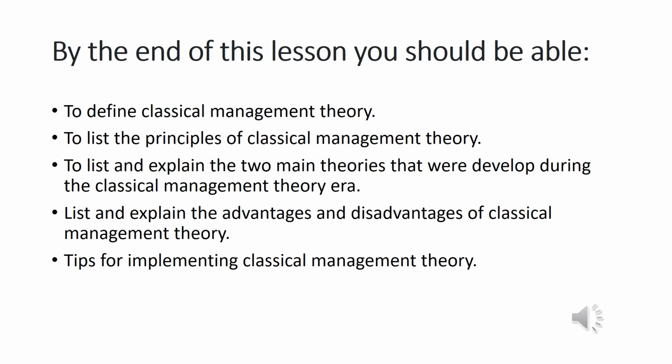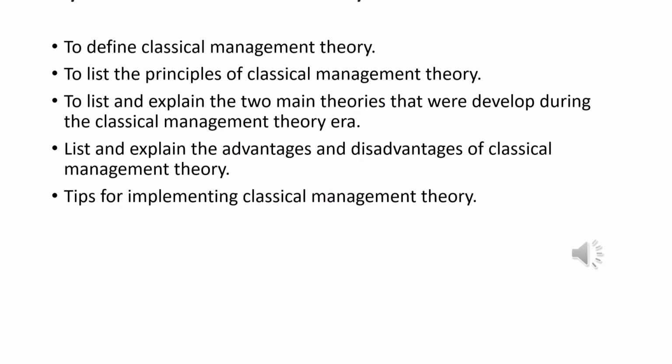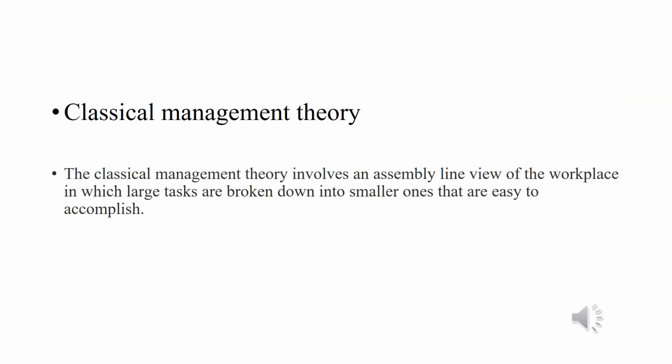By the end of this lesson, you should be able to define what is classical management theory, list the principles of classical management theory, list and explain two main theories that were developed during the classical management theory, list and explain the advantages and disadvantages of classical management theory, and lastly, the tips of implementing the classical management theory. So what is classical management theory? It involves an assembly line view of a workplace in which large tasks are broken down into smaller ones that are easy to accomplish.